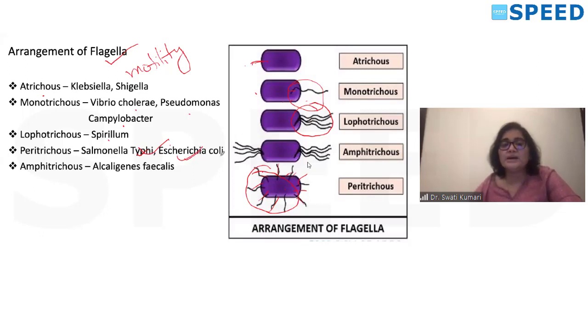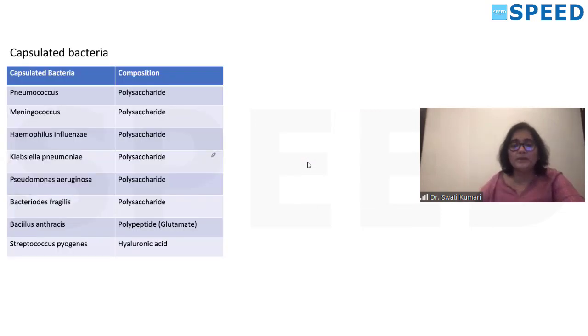When flagella is present at both ends, we say it is amphitrichous. Amphi means both. So both end flagella, amphitrichous, which we see in Alcaligenes faecalis. Okay. So please remember: monotrichous, single flagella at one end; lophotrichous, tuft of flagella at one end; peritrichous, flagella present throughout the body; amphitrichous, tuft of flagella at both ends. Amphi means both.